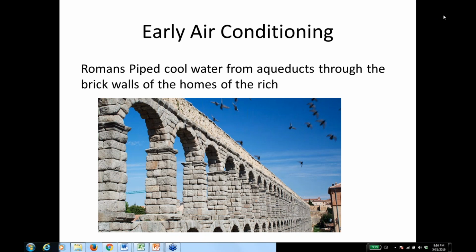We all know that the Romans had aqueducts that they used to pipe water into their cities out of the mountains. But also in the homes of the rich, they would run channels of this water through the walls of people's homes, and the water, of course, was cool because it was coming down from higher elevations. It was an early way of cooling the houses by cooling the thermal mass of those stone walls and keeping the temperature inside those houses lower than it would be otherwise.